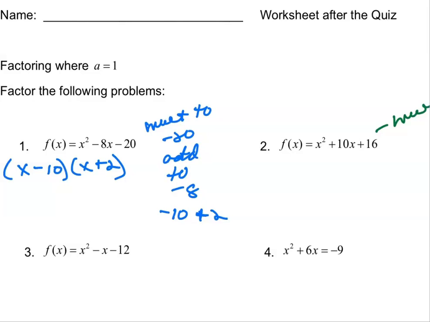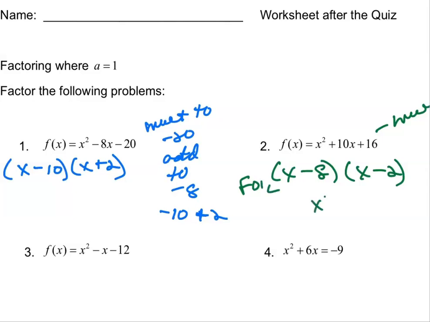So 8 and 2 come to mind. Notice they're both positive. That's going to work out just fine. So I can directly go into my factors. Done. You can always FOIL this to make sure you're correct.